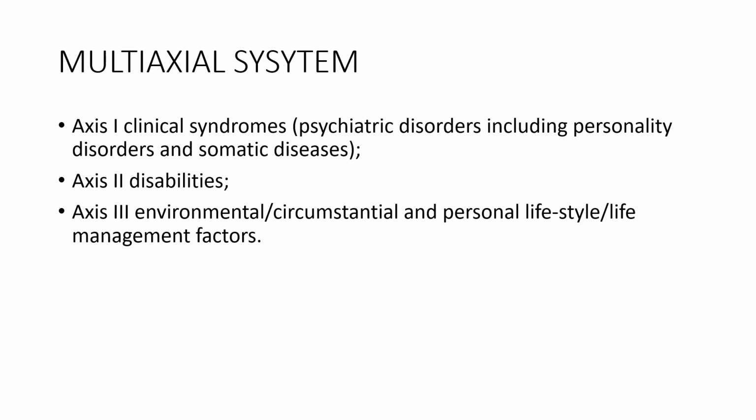Now if the patient comes to us with a psychiatric disorder, we diagnose the patient with that disorder, so we'll put that in axis 1, the diagnosis. Then in axis 2, we'll keep the disabilities if the patient comes with some disabilities. And then axis 3 will be the environmental or circumstantial, personal lifestyle or life management factors. In axis 3 we'll be considering their environment, the kind of situation and surroundings the patient lives in. So that is what we'll be considering in axis 3.